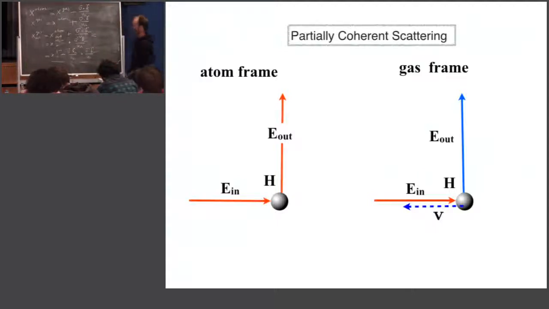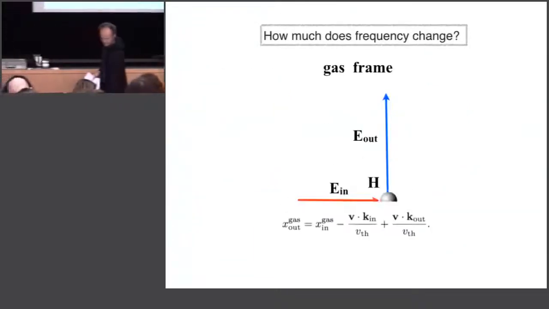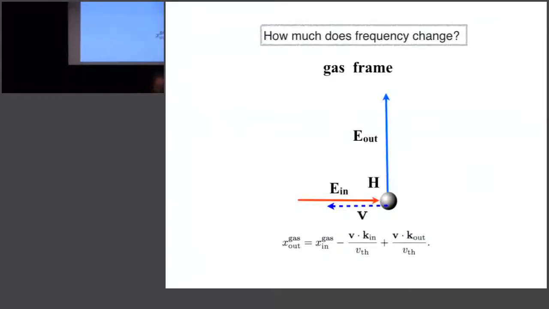This is what I wanted to get at, right? So you basically have now related the frequency of the photon after scattering to the frequency of the photon before scattering, simply through the propagation direction of the photon before and after scattering, and the velocity of the atom. Right? So these are the terms, the only things that matter. Right. So this is what I just derived.